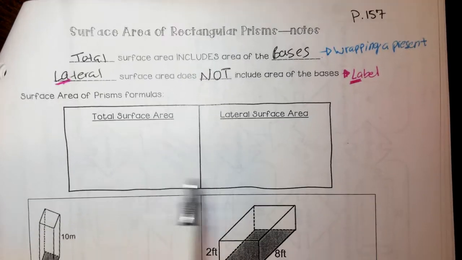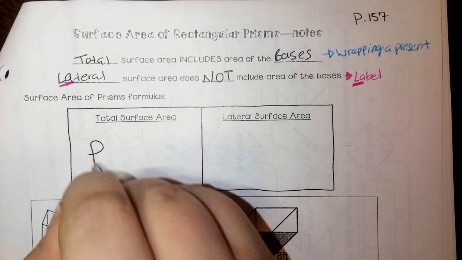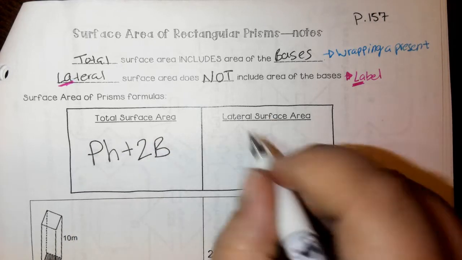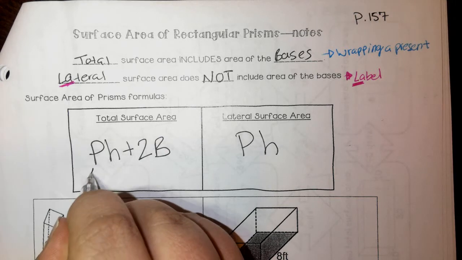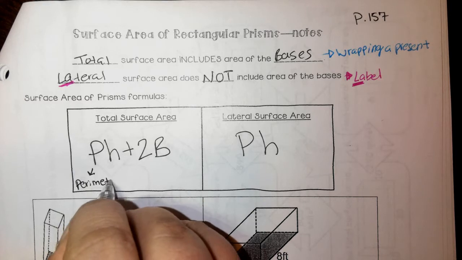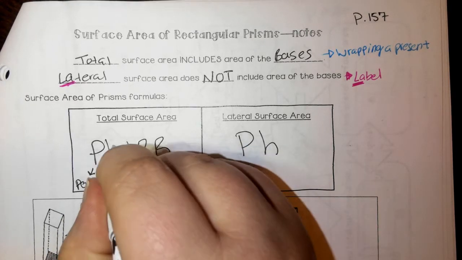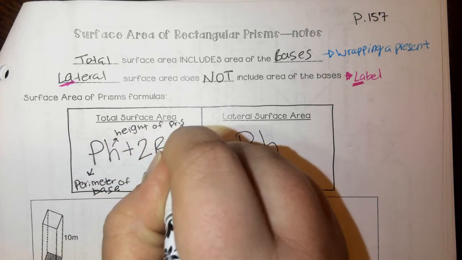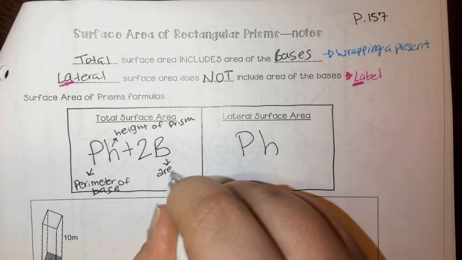Now, these formulas can be found on your STAAR chart. The total surface area formula is PH plus 2B, and the lateral surface area formula is just PH. P stands for the perimeter of the base. H stands for the height of the prism. And the capital B stands for the area of the base.